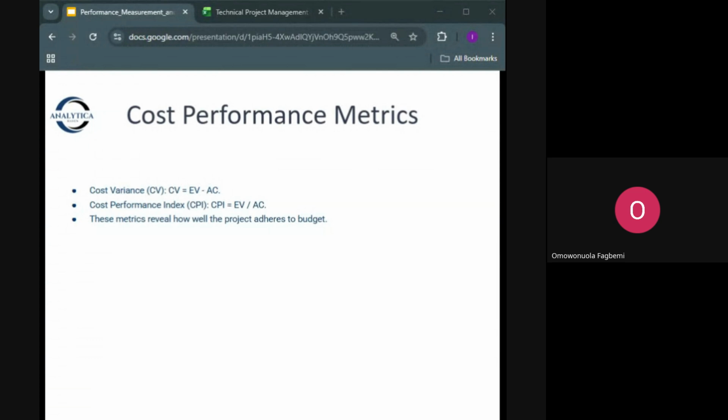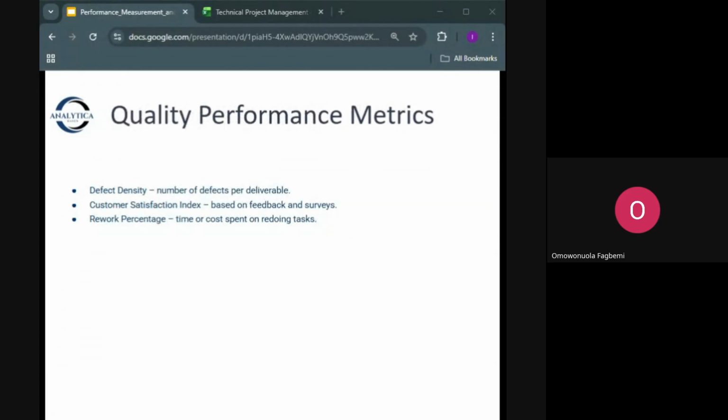Okay. So next we have quality performance metrics. Let me move on the slide. Quality is about meeting standards. Some common metrics include defect density, for example. If 8 tiles out of 200 installed are cracked, that is 8 over 200, okay. That should be about 4% defect rate.